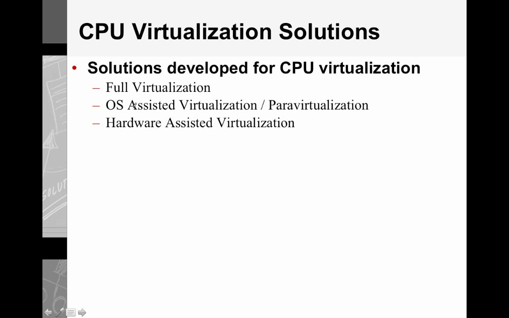There are different solutions out there in the marketplace for CPU virtualization, invented by different companies. There is full virtualization. There is OS-assisted virtualization, which is also called para-virtualization. And there is also hardware-assisted virtualization. These are the three different options that we have. And different hypervisors, which is the modern term for VMM, Virtual Machine Manager or Virtual Machine Monitor, will implement one of these different virtualization options.